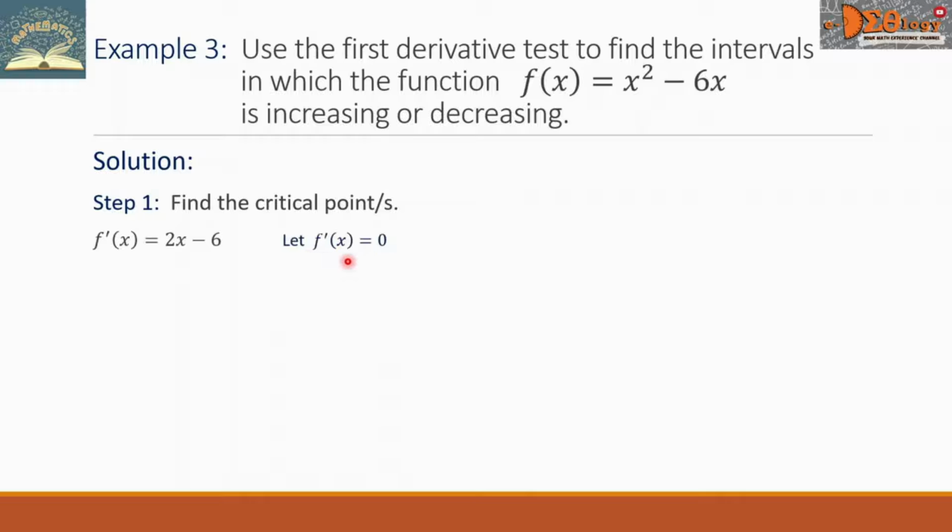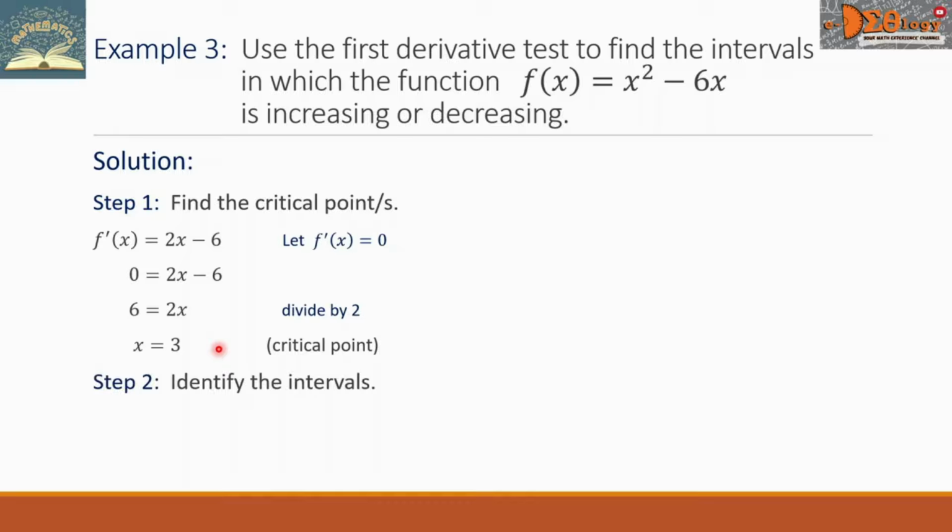Then we let f prime of x equal 0. It means the left side of this equation is 0. Then let us solve for x. Negative 6 goes on the other side, so 6 equals 2x. Let us find the x by dividing this by 2. So the value of x equals 3. So we have one critical point for this problem.